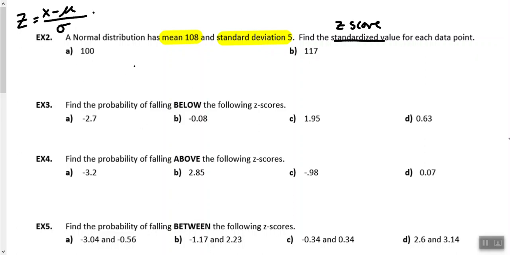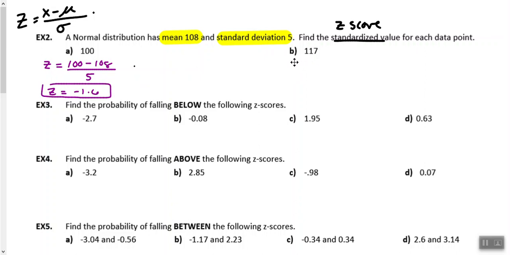So part A, our x value is 100 because our mean and our standard deviation are given to us. So all we have to do is use our formula to find the z-score. So z is equal to 100 minus 108 divided by my standard deviation of 5. Again, we go to our calculator, we do 100 minus 108, and then divide that by 5, and we get a z-score equal to negative 1.6. If you want to say negative 1.60, that's fine, but we can leave it with 2 numbers since we're not looking anything up right now.